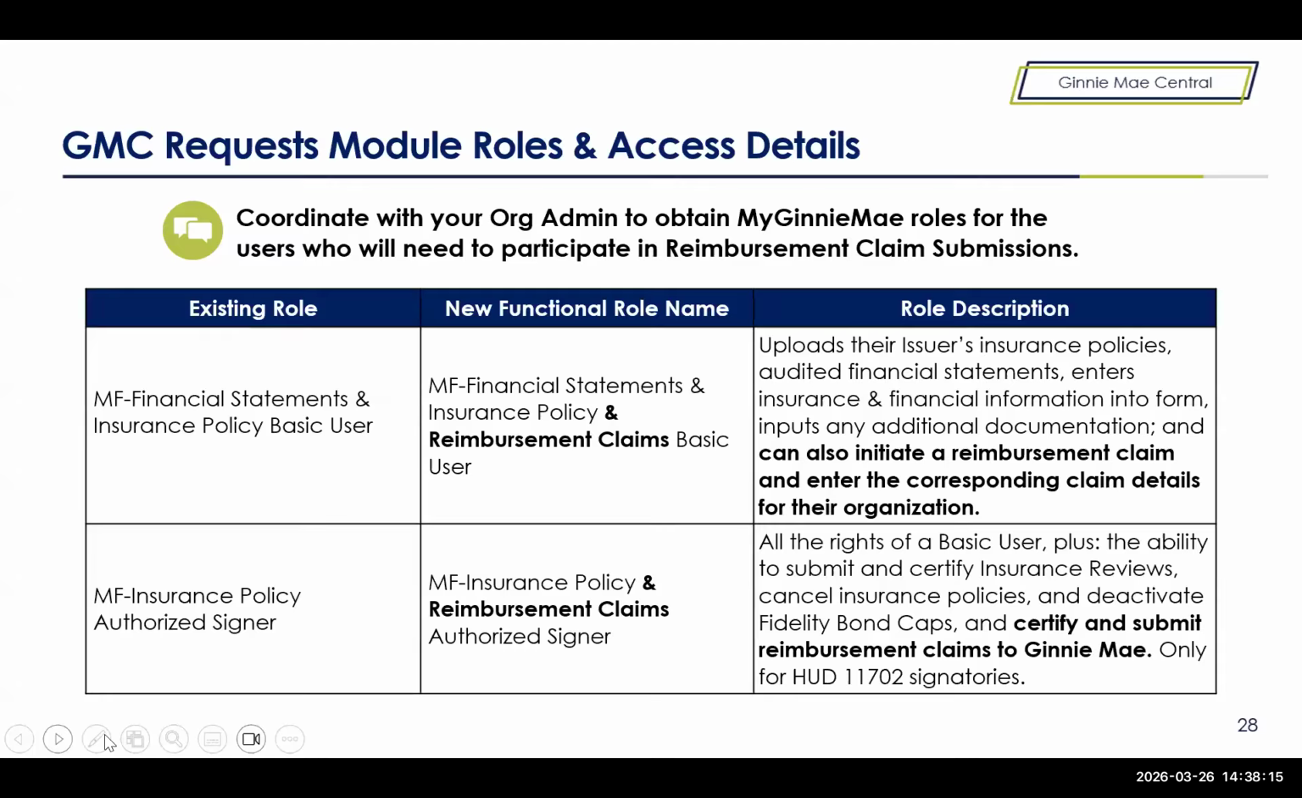The entitlements to access this module have been added to pre-existing functional roles. As you can see here, the multifamily financial statements and insurance policy basic user and the multifamily insurance policy authorized signer role have now been renamed to include the reimbursement claims in that functional role name. So if you currently hold one of these existing roles and have access to either the financials or insurance GMC modules, you will automatically have access to this new module.